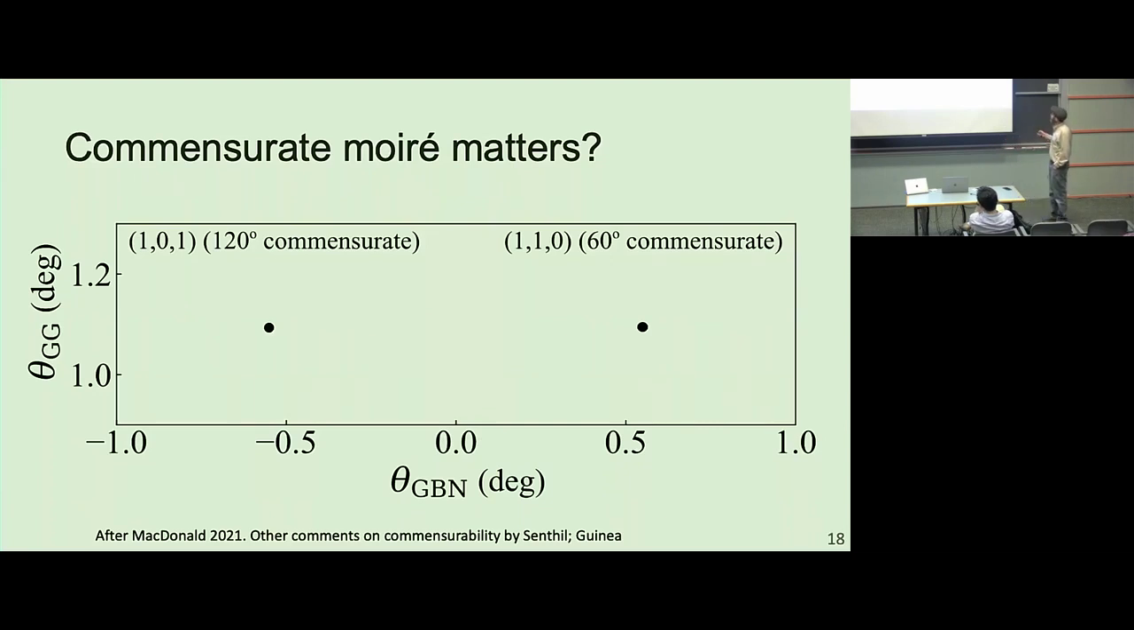So what I'm showing you here is a very specific angle for graphene and a very specific angle for graphene and boron nitride that lead to the two moirés sitting on top of each other. So there's one choice of angle. There are two, in fact, because you can reverse the graphene boron nitride twist.